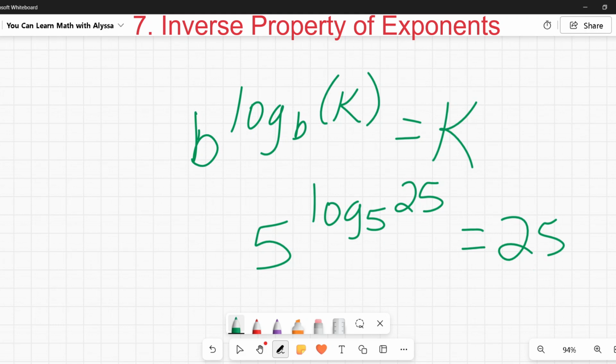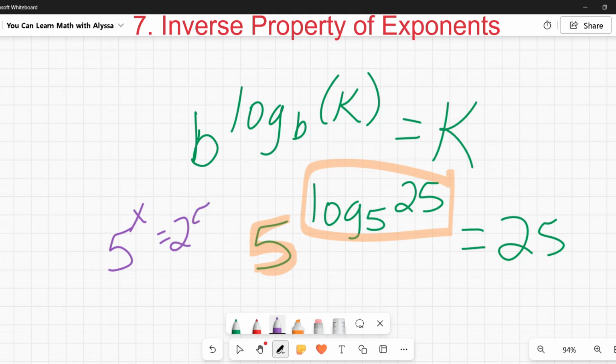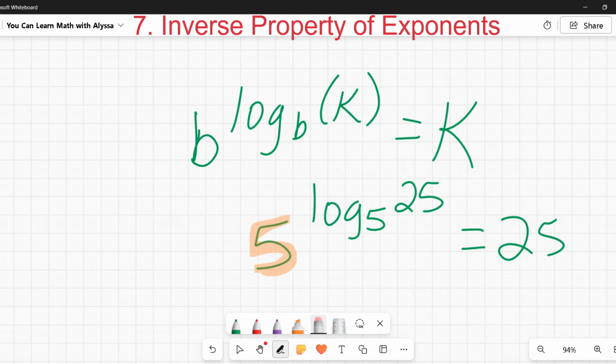Is this true? And why would it be true? Let's look up here. Log base 5 of 25. That is my exponent. The whole thing is the exponent here for 5. What is log base 5 of 25? Well, that's asking 5 to the power of what equals 25? And we know that's 5 squared, 5 to the power of 2. So log base 5 of 25 is 2, because that's what it's asking. 5 to the power of what equals 25? And we said 2. So all of this is 2.